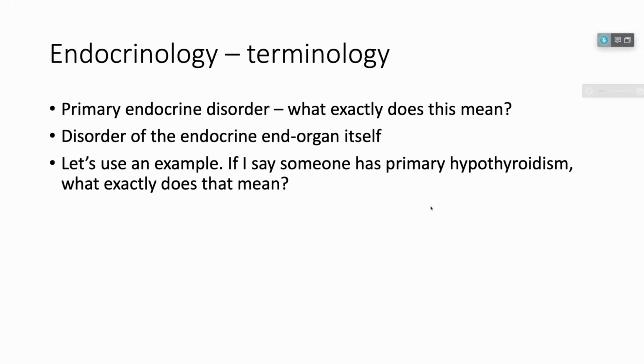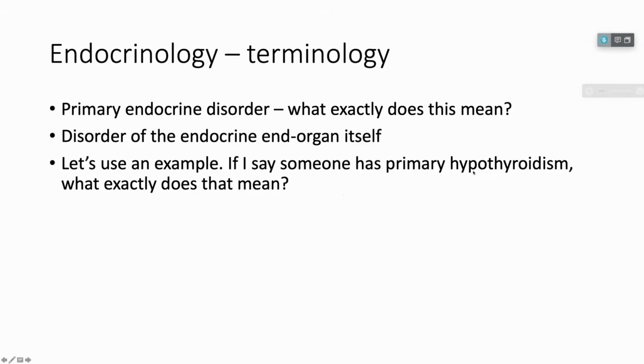Let's take a step back. Big picture, we said a primary endocrine disorder is a problem in the end organ itself, right? The end organ in hypothyroidism is the thyroid gland. So if it's primary hypothyroidism, where is the problem? Is it in the thyroid? Right, it'd be in the thyroid, so you'd have a decrease in thyroid hormone. Exactly. In other words, it's not a problem in the pituitary and it's not a problem in the hypothalamus.